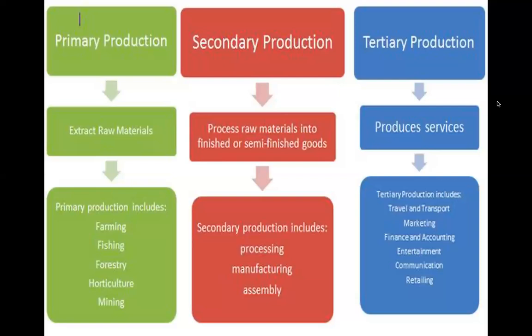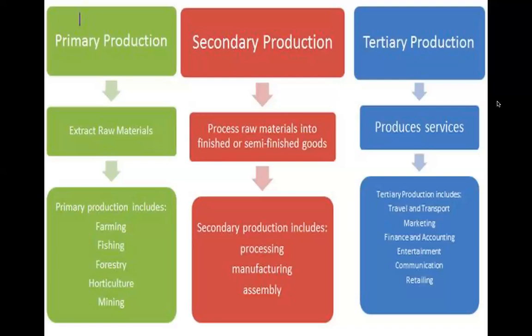From primary production, we move to the secondary production. All right, so in secondary production, there is the processing of the raw materials into finished or semi-finished goods. So when you get to the secondary production, the extractive raw materials that were taken during the primary production are processed into either finished or semi-finished goods. Okay, so secondary production includes processing, manufacturing, assembly. So if you are into this business, you are at the secondary stage of production, known as secondary production.